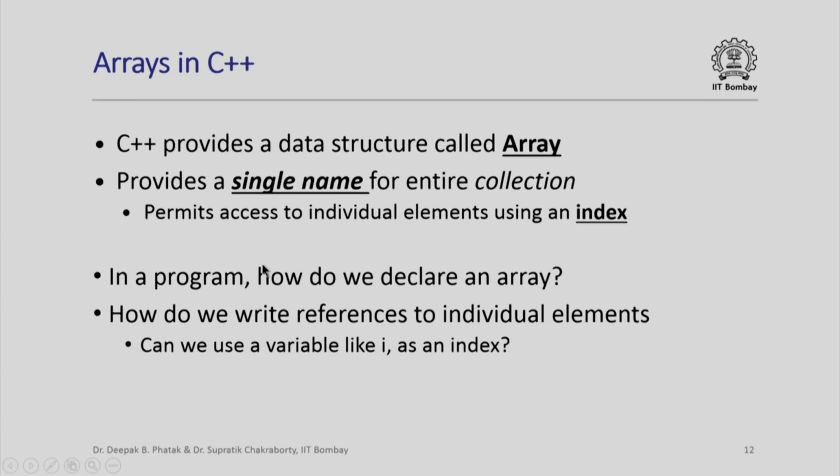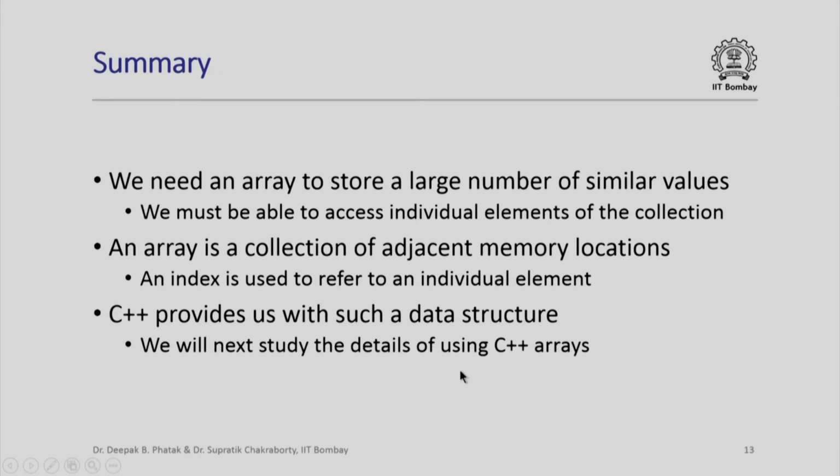There are indeed arrays in C++, a structure which provides a single name for the entire collection, and it permits us to access individual elements using an index. In a program, how do we declare an array? How do we write references to individual elements? Can we use a variable like i as an index? These are the questions that we shall see in the next session.